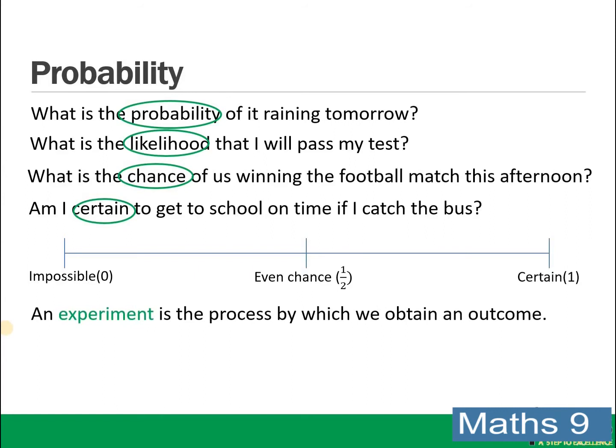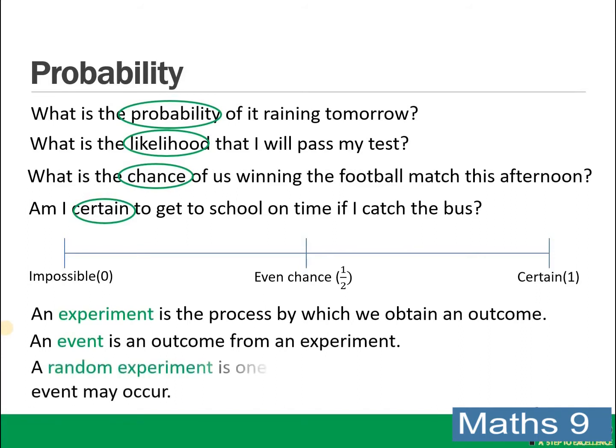An experiment is the process by which we obtain an outcome. An event is an outcome from an experiment. And a random experiment is one where there is uncertainty over which event may occur.